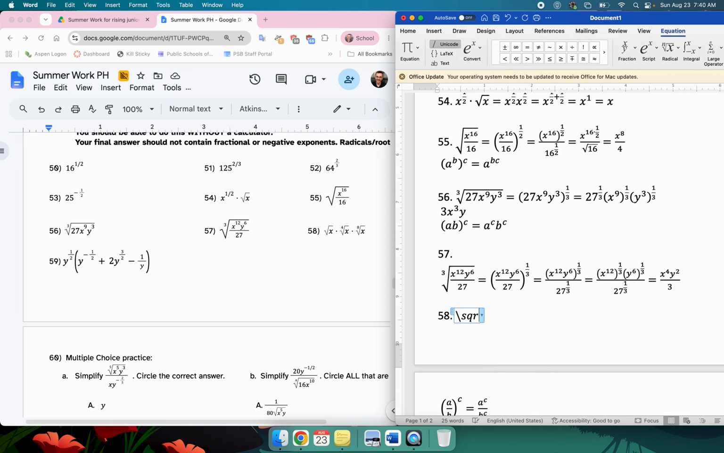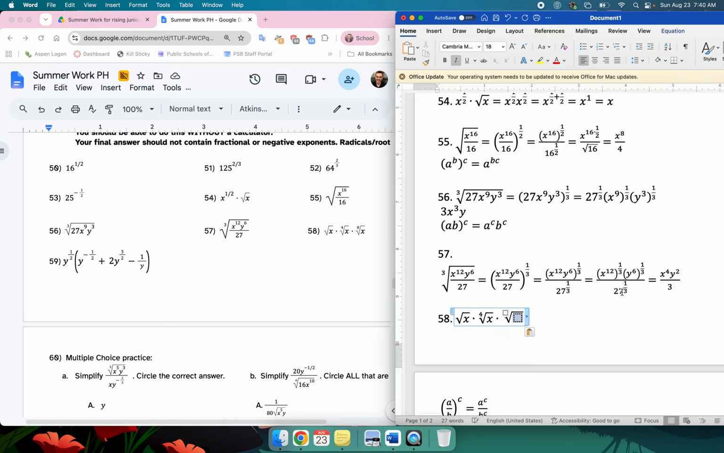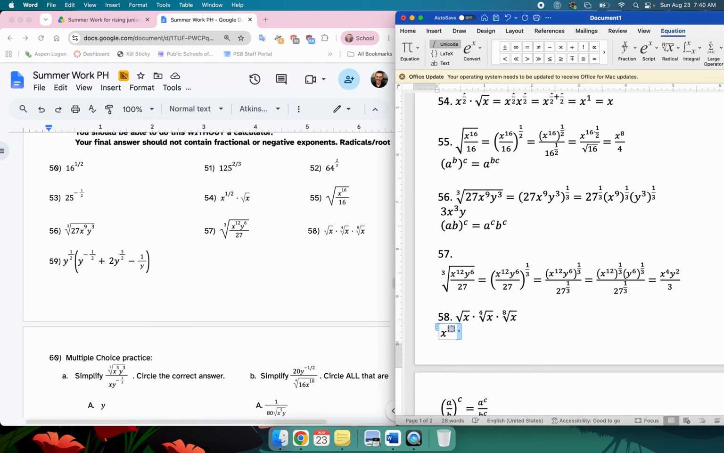58, we have square root of x times the 4th root of x times the 8th root of x. I would start by rewriting each of these factors using fractional exponents. The square root of x is x to the 1/2.